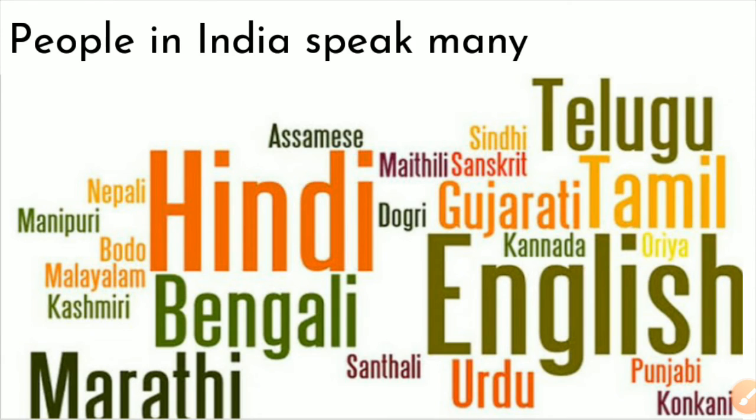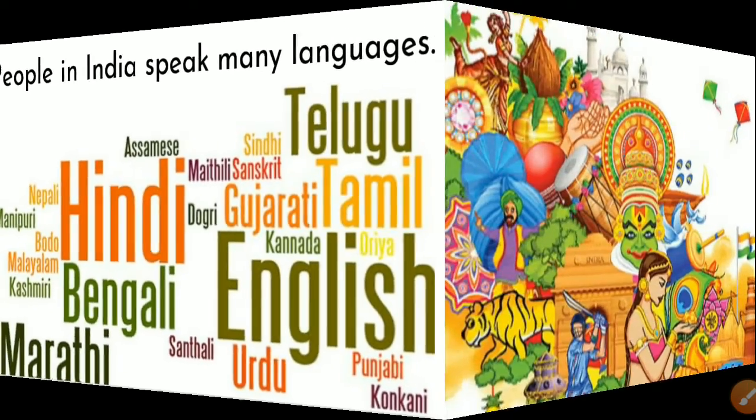Children, as you know, people in India speak many different languages. Near about 2000 to 5000 languages are spoken in India. As you know, the national language of our India is Hindi. But as there are different states, the state-wise languages are different: Bengali, Marathi, Manipuri, Nepali, Bodo, Malayalam, Kashmiri, Punjabi, Konkani, Urdu. Many languages are spoken in India.